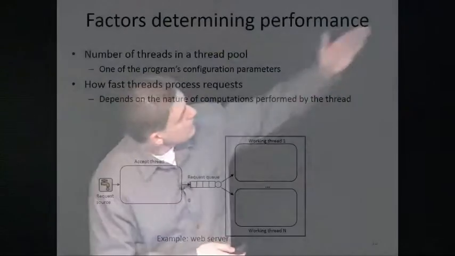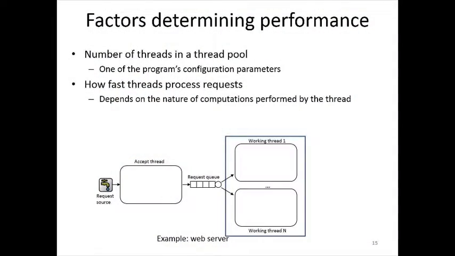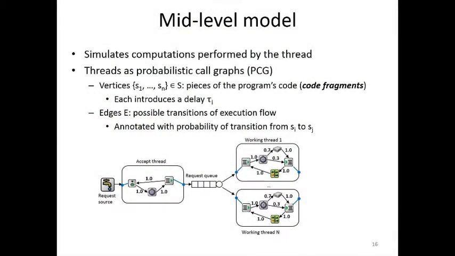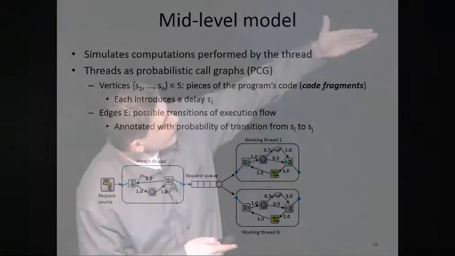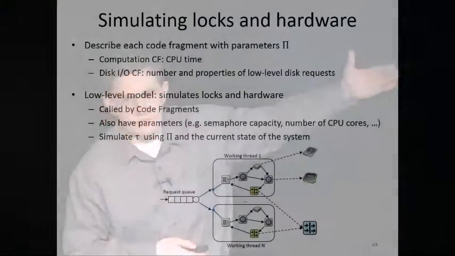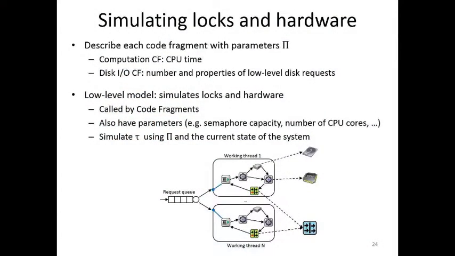So how are the three models related to each other? They form a hierarchy. At the higher level, you have the high-level model of the whole system. When it works, it calls the model of working threads. And when the model of working threads works, during its work, it calls the models of the hardware. So it's a strictly hierarchical system.